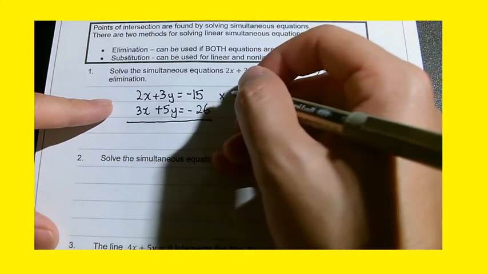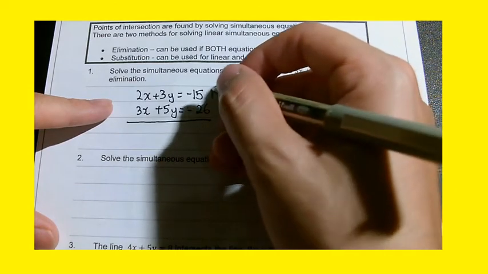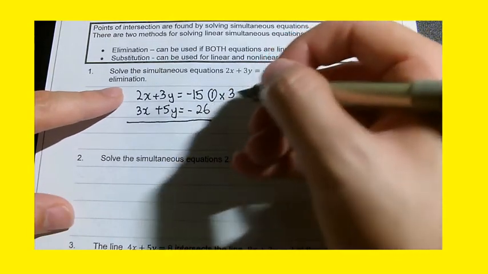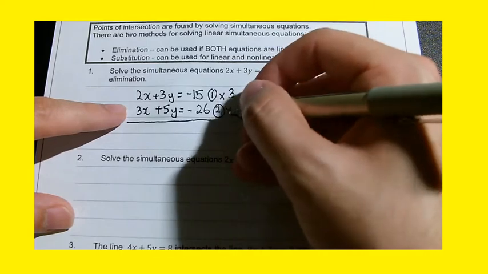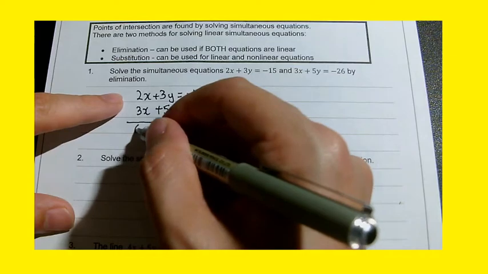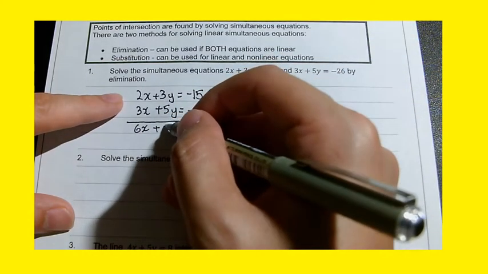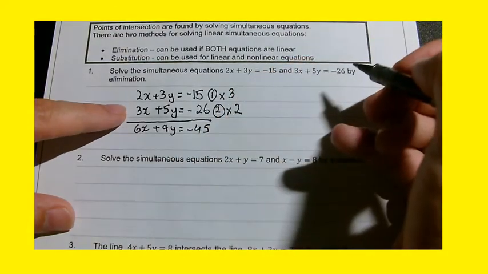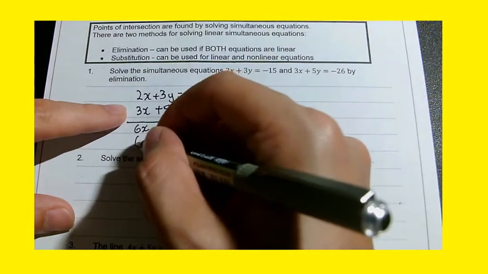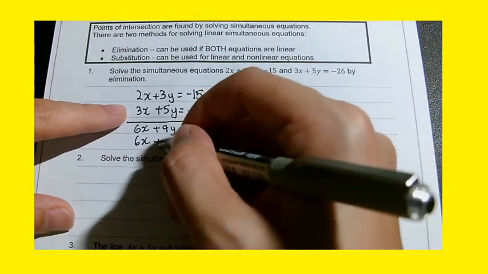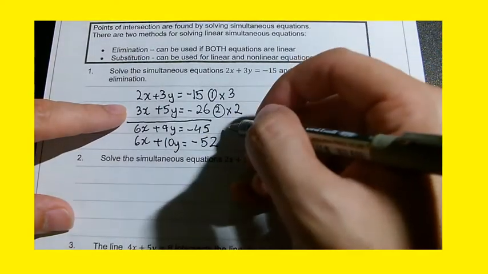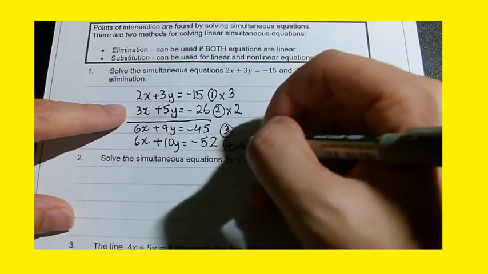So I'm going to multiply the first equation by 3, so I've just given it a label of 1, the first equation. I'm going to multiply that by 3, and multiply the second equation by 2. Okay, and when I do that, I'll get 6x plus 9y equals minus 45. Okay, and if I multiply this by 2, I'll get 6x plus 10y equals minus 52. Okay, I'm going to call this equation 3 and equation 4.